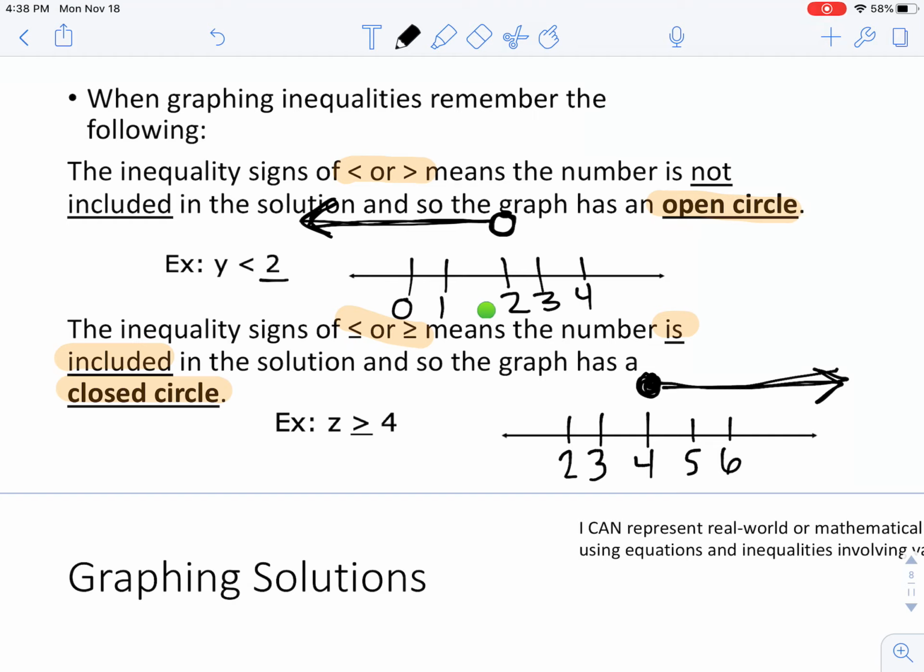One way you can think about this is by plugging in a number. So over here I have 6. If I plug in 6 for z, is 6 greater than or equal to 4? Yep, that works.